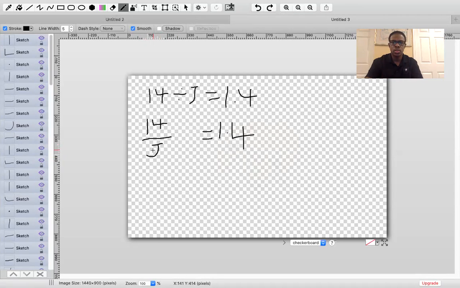So we can't just erase the top number and leave the J unknown by itself. What we have to actually do is we can only erase the bottom number first. So what we're going to do is the opposite of the operation, which is divide, but we're going to do it for the J. So that's going to give 14 by itself is going to equal, so we're dividing by J, we're going to do the opposite, which is multiplying by J.